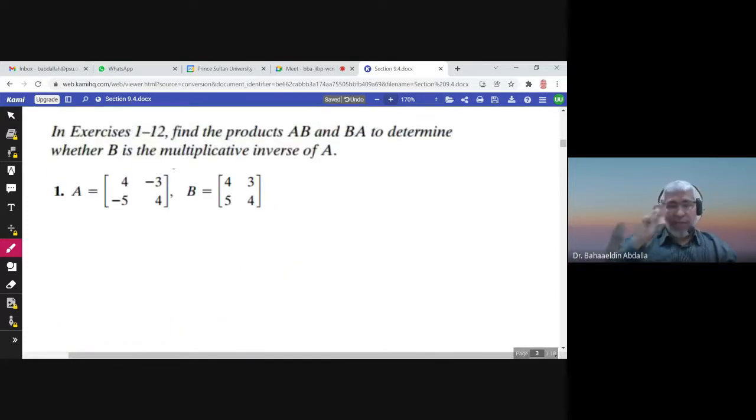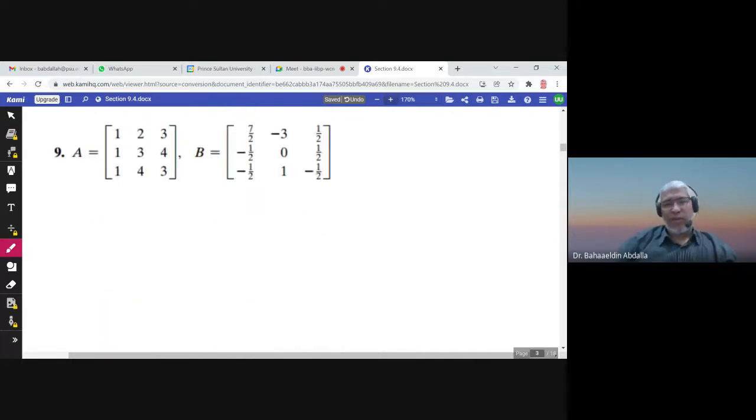Find the products AB and BA to determine whether B is the multiplicative inverse of A. If you find that A times B is I2 and B times A is I2, then B is the multiplicative inverse of A. If not, then B is not the multiplicative inverse of A. Here too, find A times B and B times A, and check that this time you will have I3, and I3 is 1, 1, 1 on the main diagonal and zeros elsewhere.